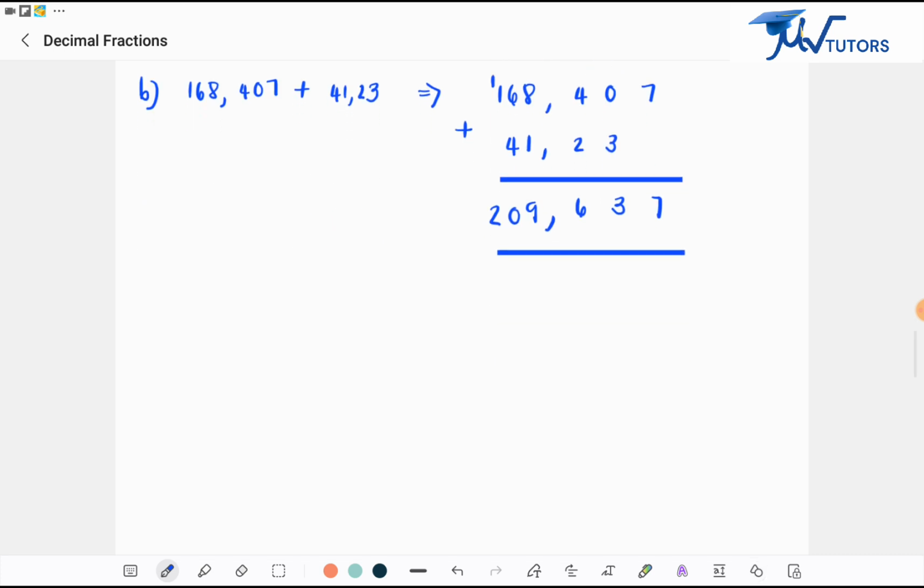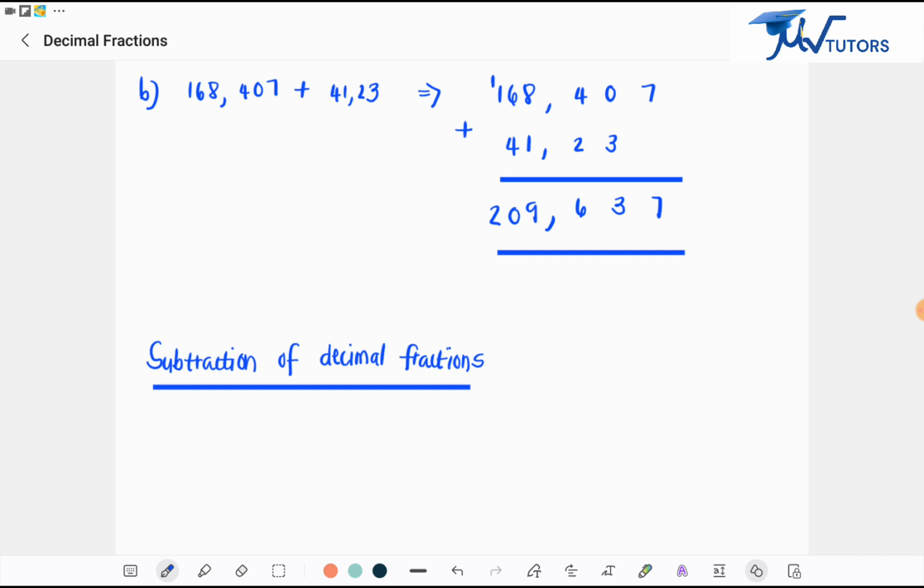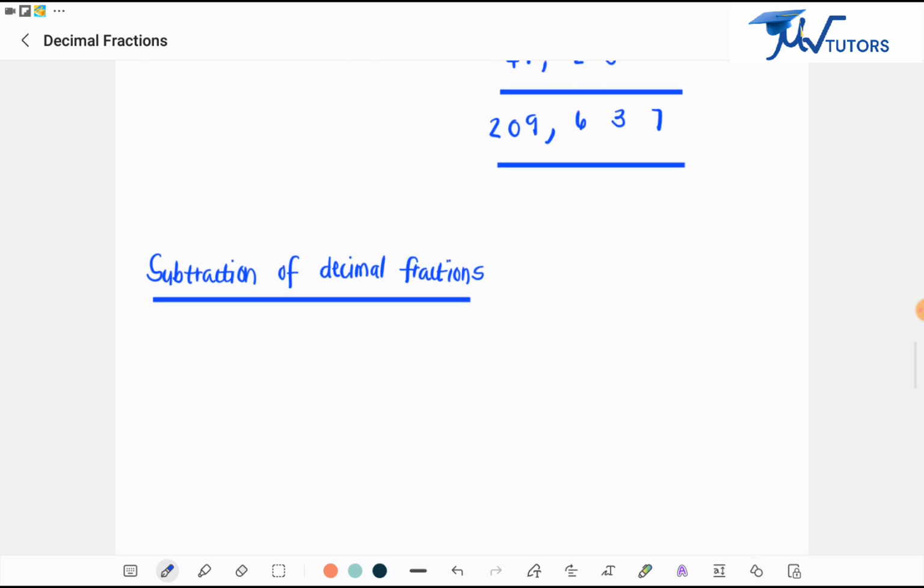What about the subtraction? Okay, subtraction of decimal fractions. We're basically going to work at it similar to the addition, all right, of decimal fractions. And basically, we'll then look at a few examples. 2 or 3, that should do it.